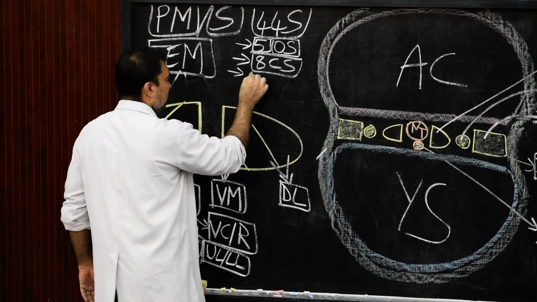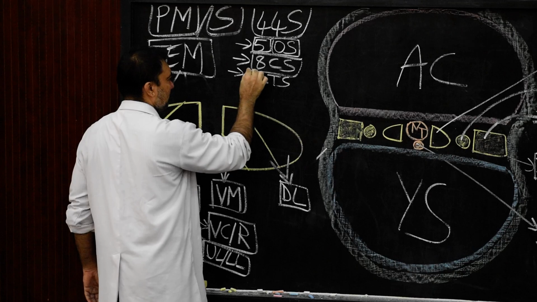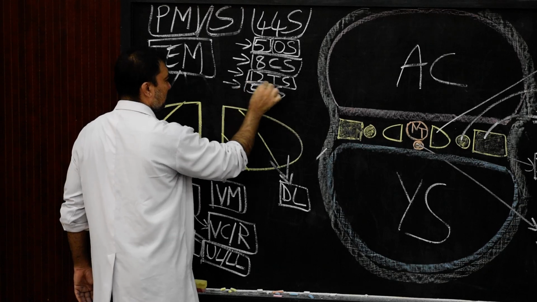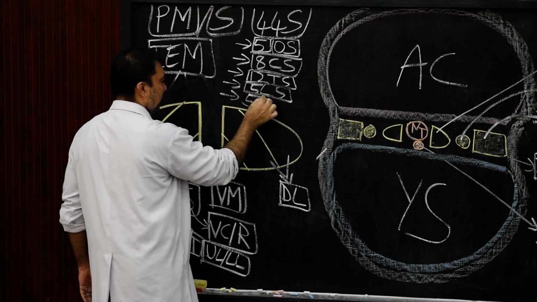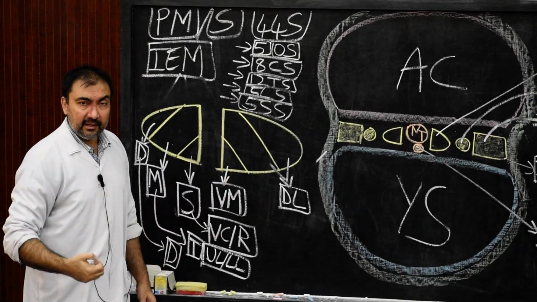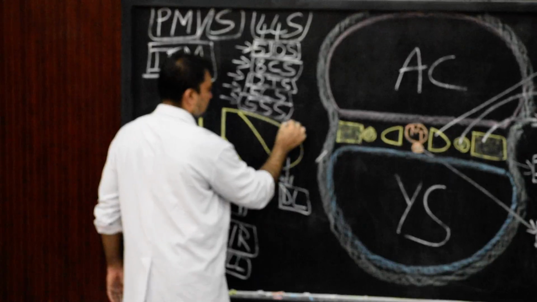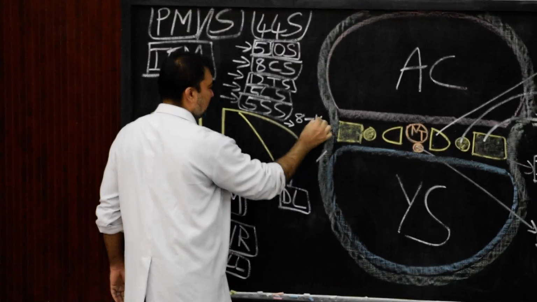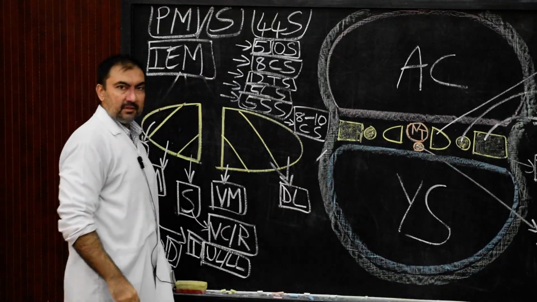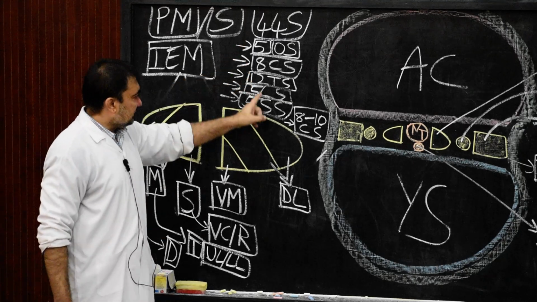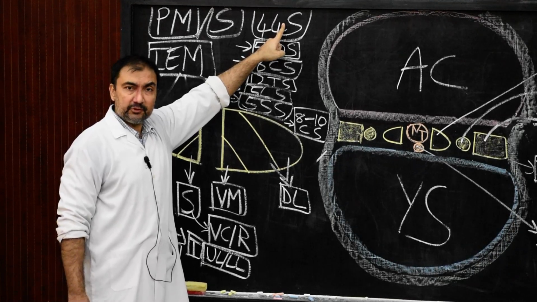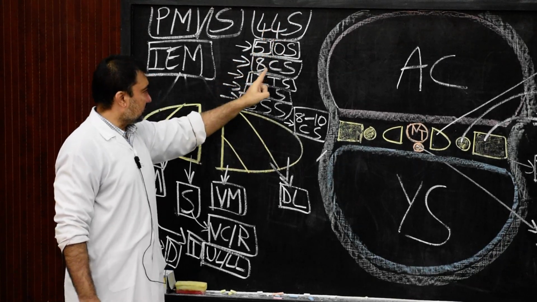Next, there will be 12 pairs of thoracic somites. And next there will be 5 pairs of lumbar somites. And next there will be 5 pairs of sacral somites. And in the end, please note down, here I am writing, 8 to 10 pairs of coccygeal somites. So these are the numbers which we have to remember. How do these 44 somites break up? So this is the breakup.